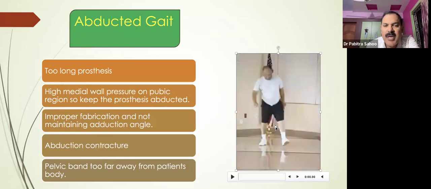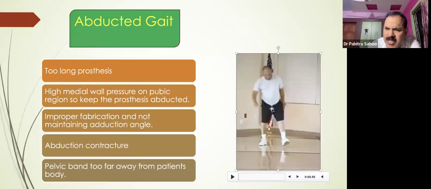Okay, and there may be improper fabrication that does not maintain the normal adduction angle. The normal adduction angle should be maintained. If that is not maintained, or if there is an abduction contracture also, that is possible. Or the pelvic band is too far away from the patient's body, which pulls the stump and prosthesis laterally, causing an abducted gait. So: too long a prosthesis, high medial wall, improper fabrication procedure with poor adduction angle, abduction contracture at the stump level, and wrong attachment of the pelvic band. So these are the conditions where a patient can have an abducted gait.